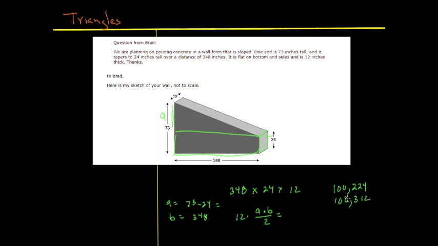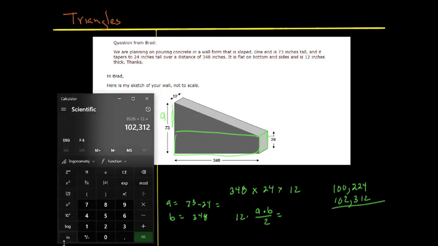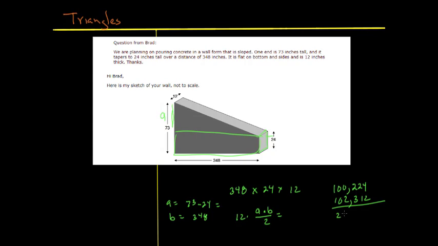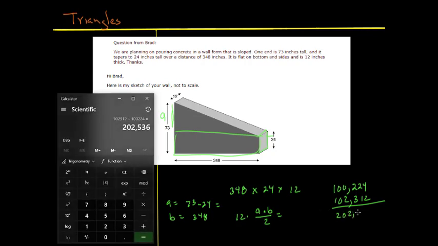312, or 102,312. Add those two together. Plus 100,224. And we get 202,536.